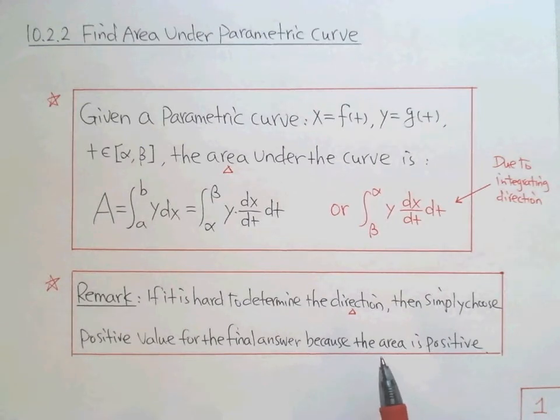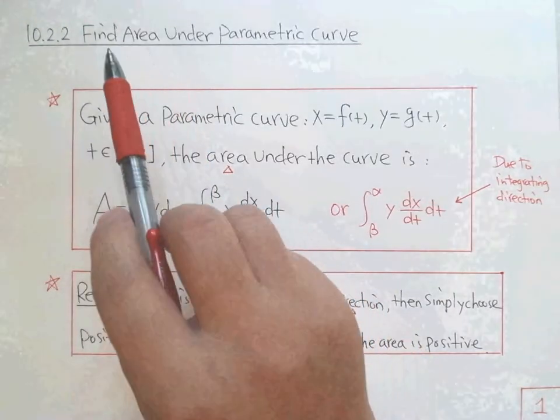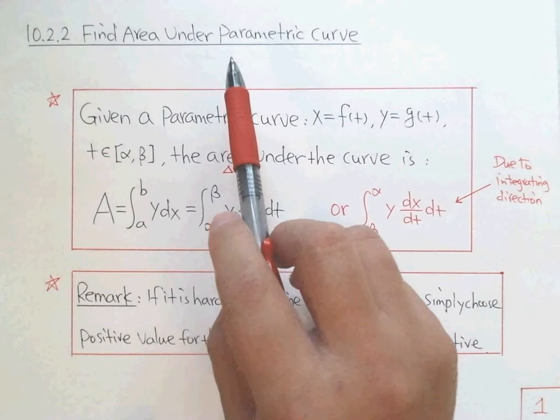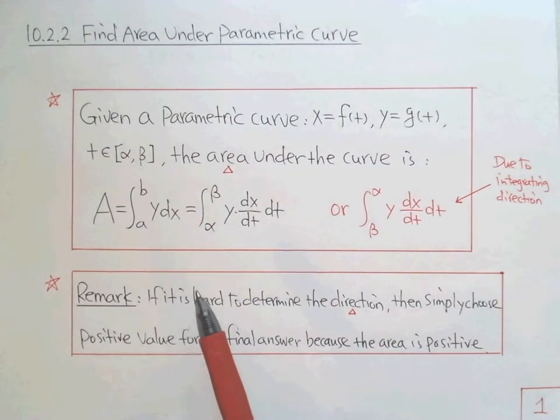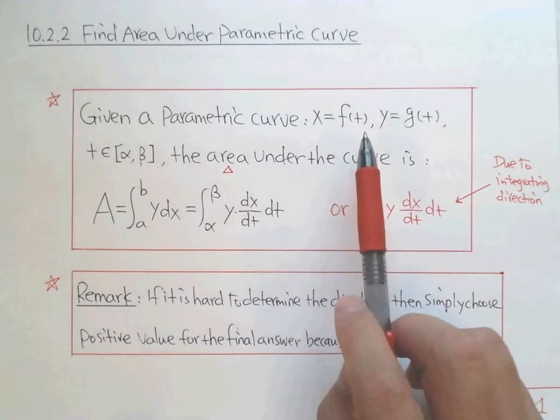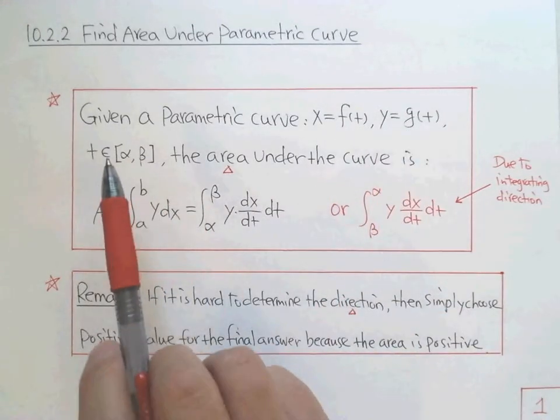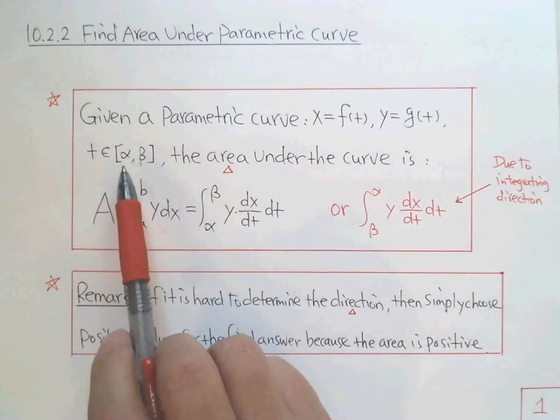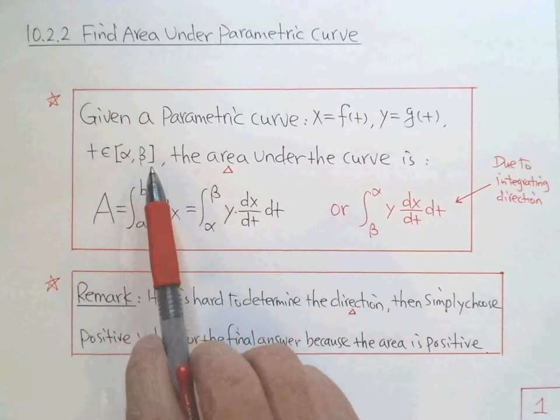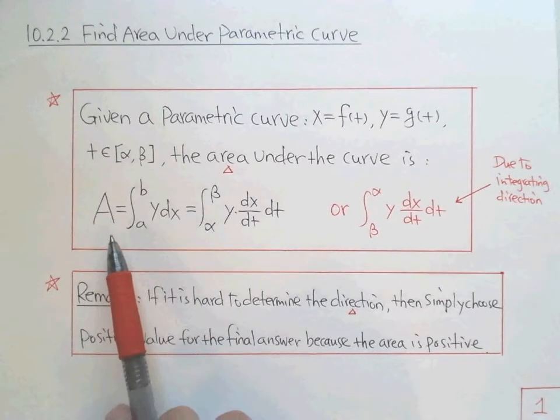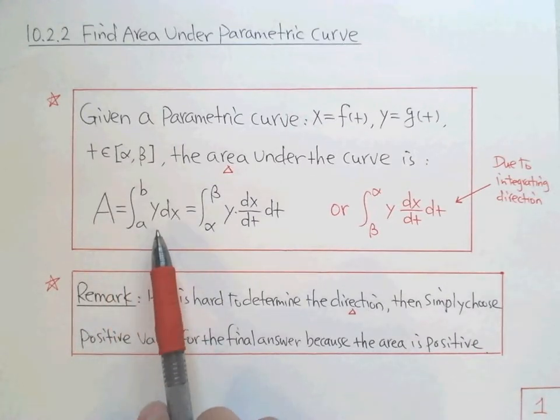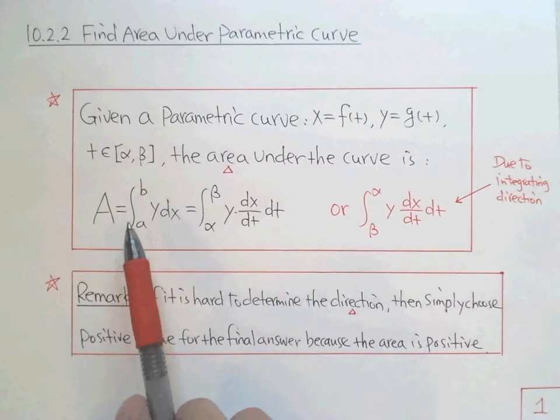In this lecture, we're going to find the area under the parametric curve. Here is the result. If we have a parametric curve, and the parameter theta belongs to alpha to beta, then the area under the curve is this. First, the normal way we do it, not using the parametric, is from left to right, integrating y dx.